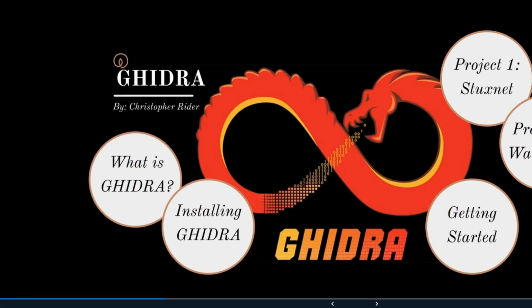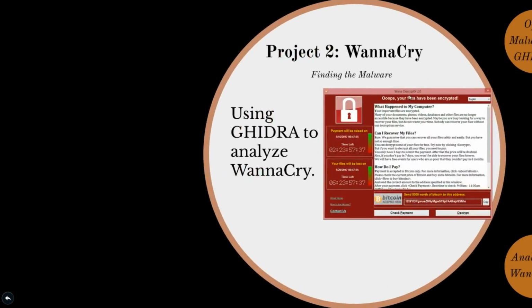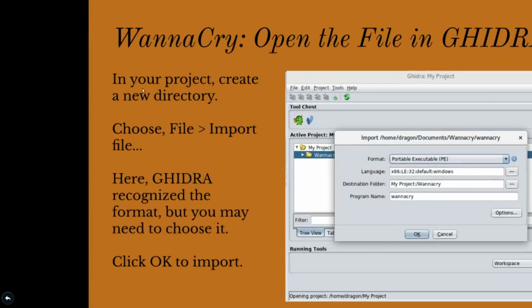So for my second project, I chose to look at WannaCry, which was really the bulk of my project. In WannaCry, I used Ghidra again to analyze it. WannaCry was a worm that would go around and encrypt all of your files on your computer and display this message saying you had a certain amount of time to pay a certain amount of Bitcoin before you would lose your files forever. So I went and downloaded it.